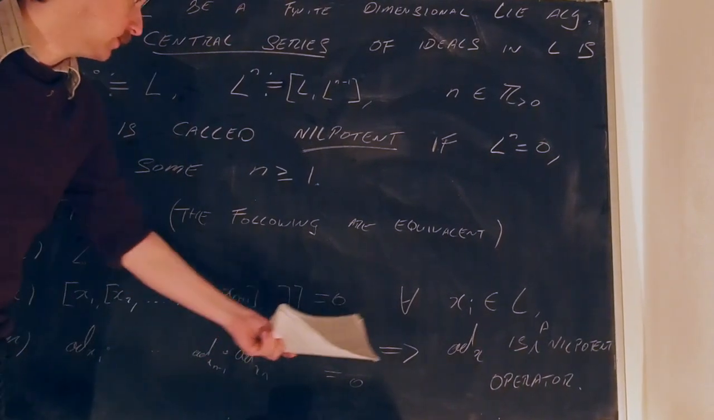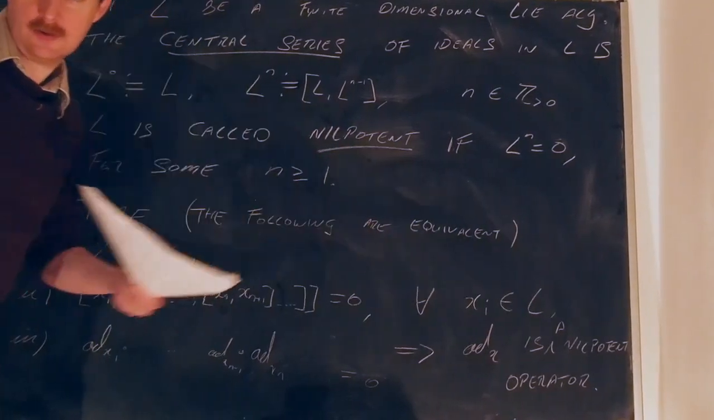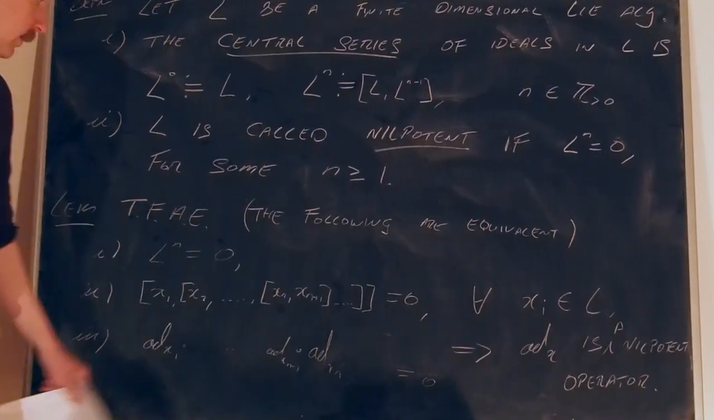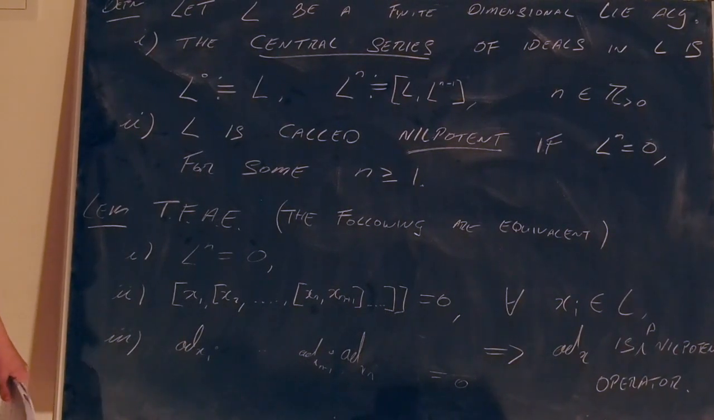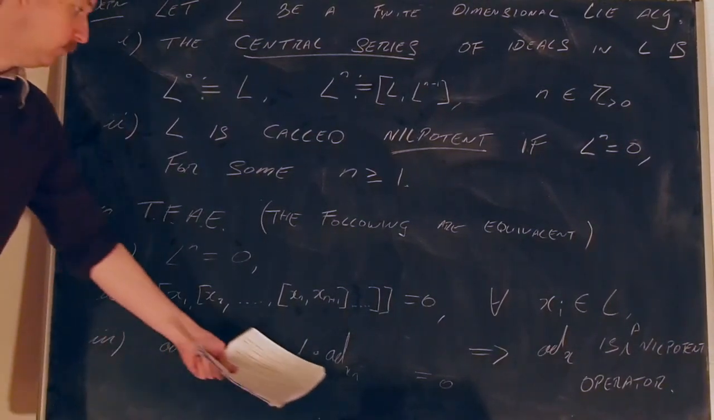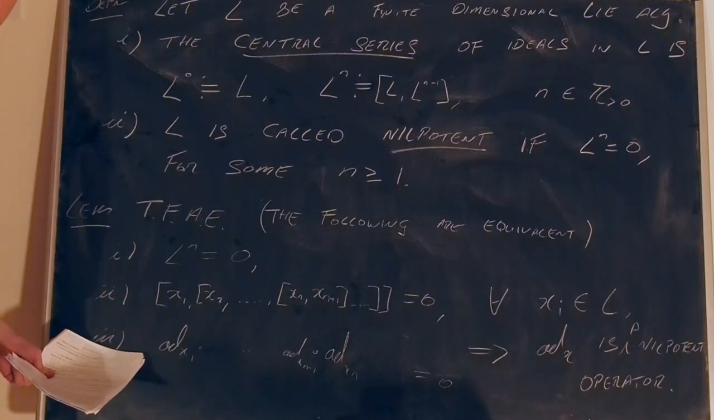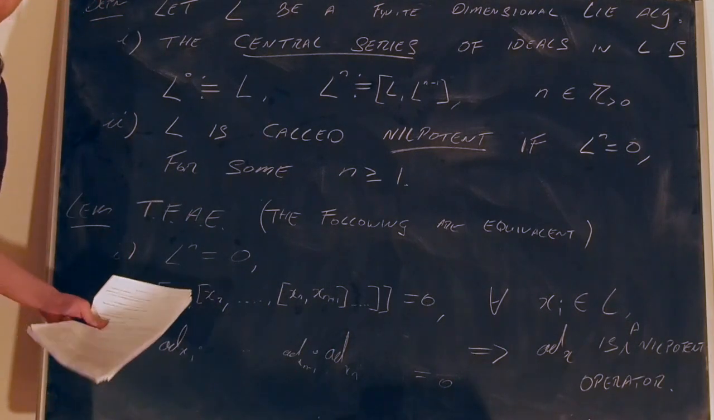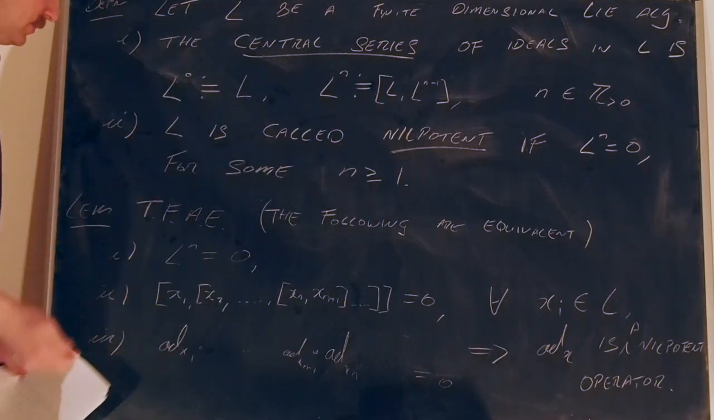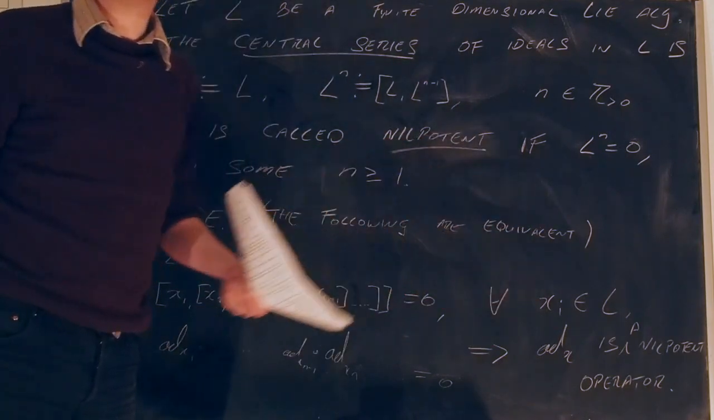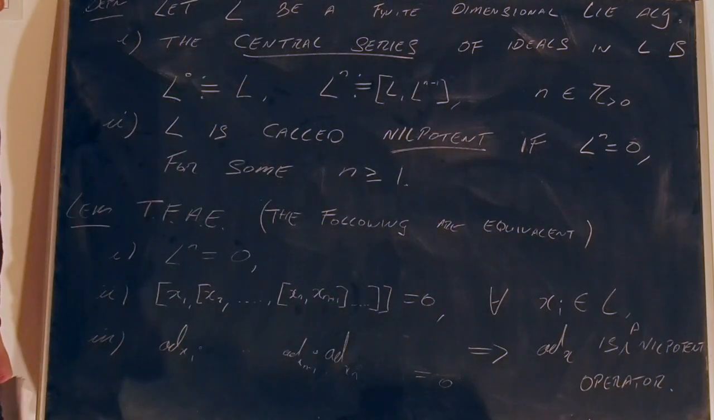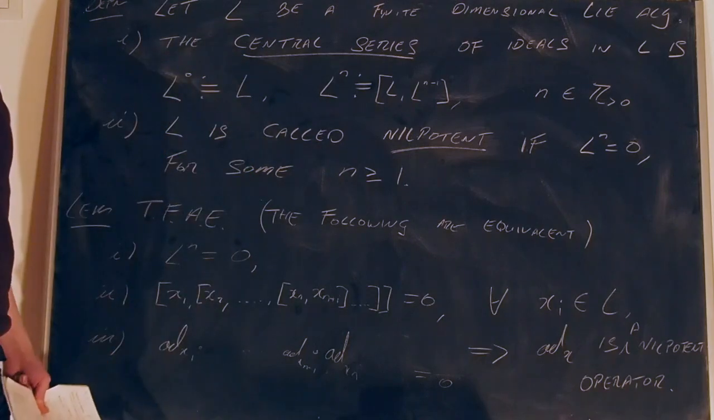So just take x1 through xn, these don't need to be distinct. You can consider them not distinct. So putting x everywhere here, that will have to be 0. It will have to operate on every element of the algebra as 0, which means this is a nilpotent operator, which gives you an idea where the name comes from.